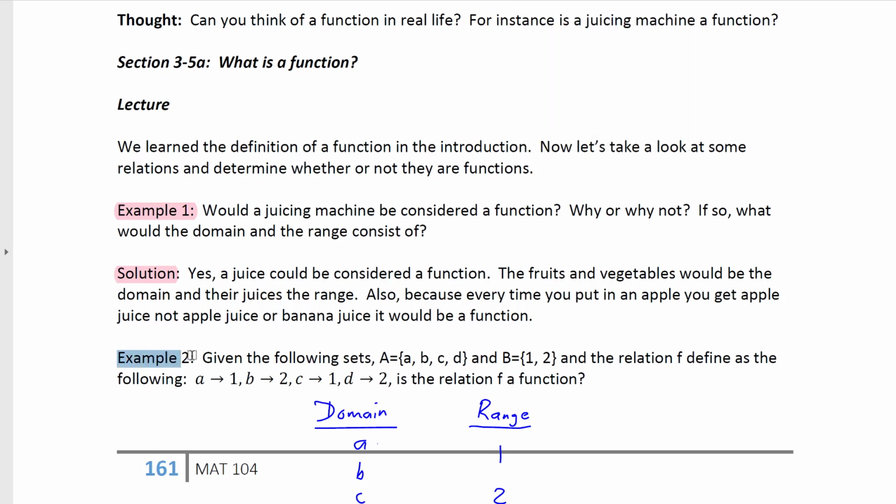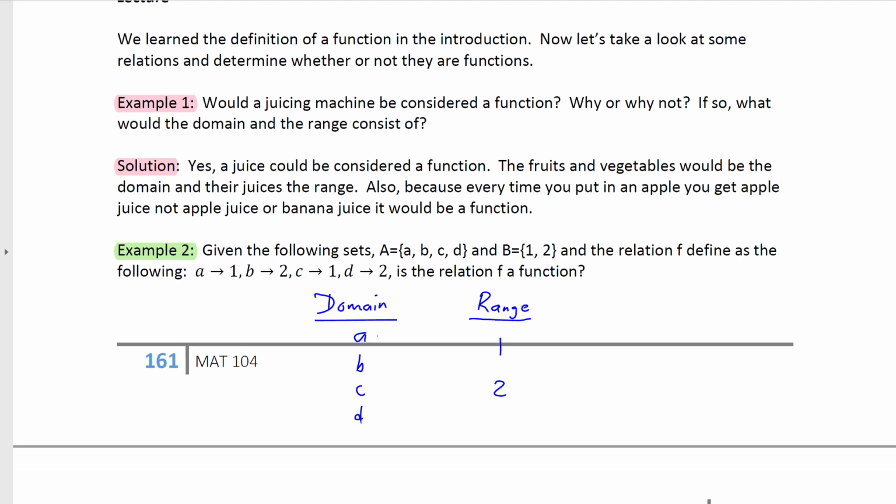All right, let's take a look at example 2. Given the following sets, A is equal to A, B, C, D, and B is equal to 1, 2, and you notice these sets have curly braces around them. That's going to be an important piece of notation. We'll talk more about that in the next video. We're given a relation called F, defined as A is related to 1, B is related to 2, C is related to 1, and D is related to 2. So I've taken that relation, in this case the sets A and B. A is going to be our domain since things from A are related to things from B. B is going to be our range.